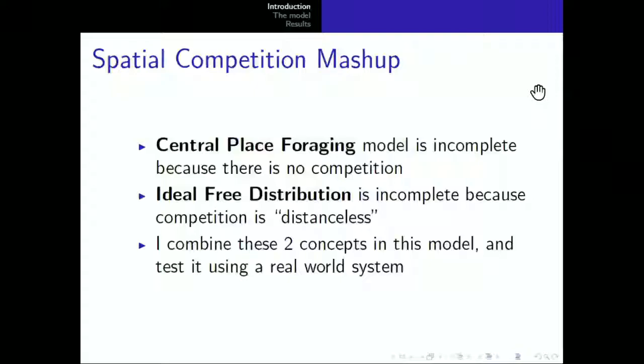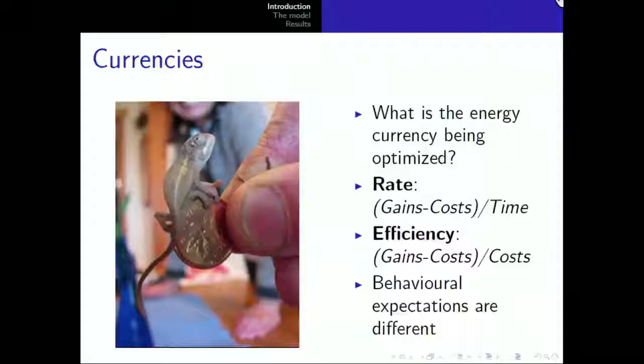First off, we should talk about currencies. Currencies are important to these foragers, and the two that I'm looking at in this particular model are rate and efficiency. Rate is gains minus costs over time. For most things, you'd measure that in something like joules per second if you were a forager. So how much food are you getting per hour? Whereas efficiency is profits divided by the costs. That's how much does it cost me to go out there? So that's incorporated into the model. That's essentially a ratio of your profits to your costs in a given foraging trip.